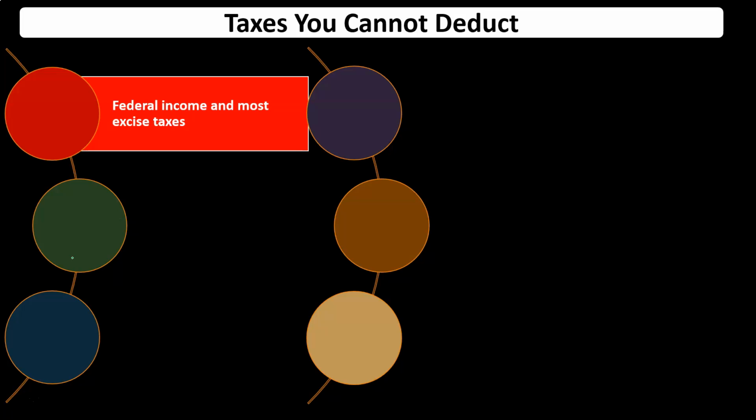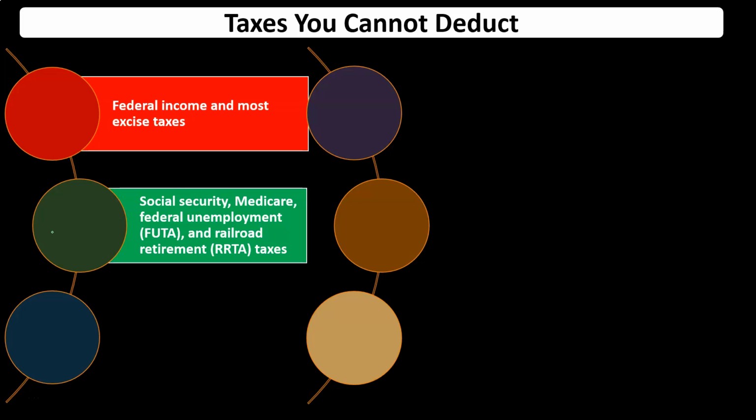So taxes that you cannot deduct. So these are things that you cannot deduct in terms of taxes: the federal income and most excise taxes. So obviously, you can't deduct the federal income taxes for the federal tax calculation that you're trying to do on the 1040. That's the thing we're calculating. Possibly other taxes is what we're looking for.